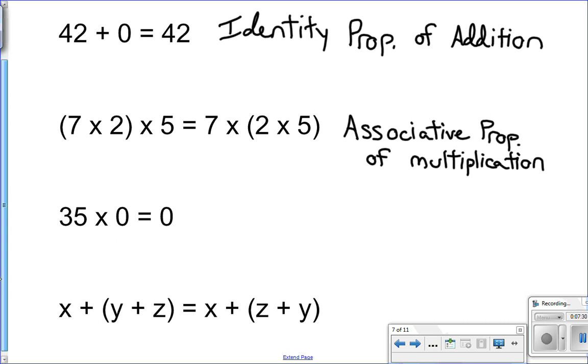This third one, I have 35 times 0 equals 0. Notice anything times 0 is 0, so it's the 0 property of multiplication.